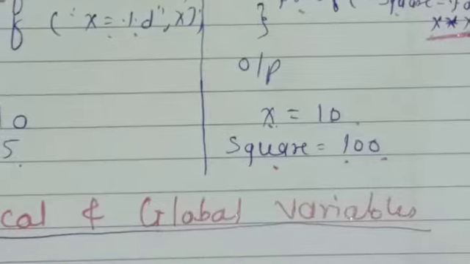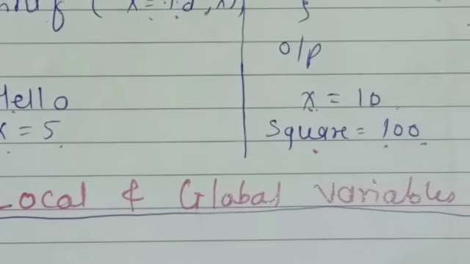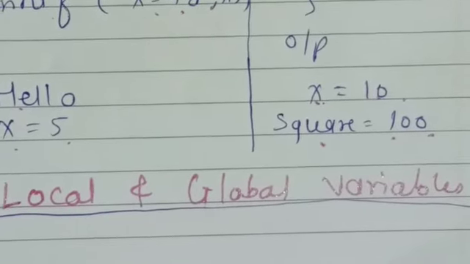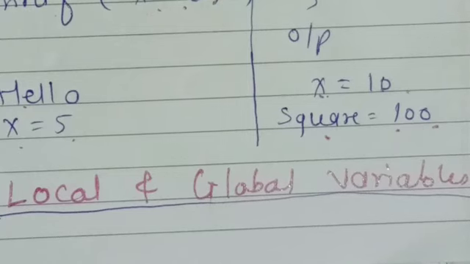So this was about local and global variables. Hope you understood the types of variables which are local and global variables.